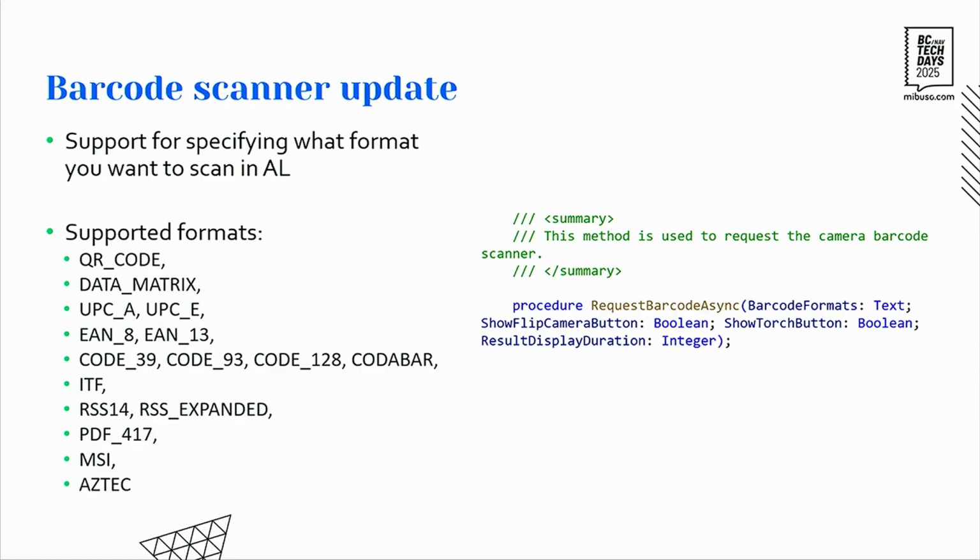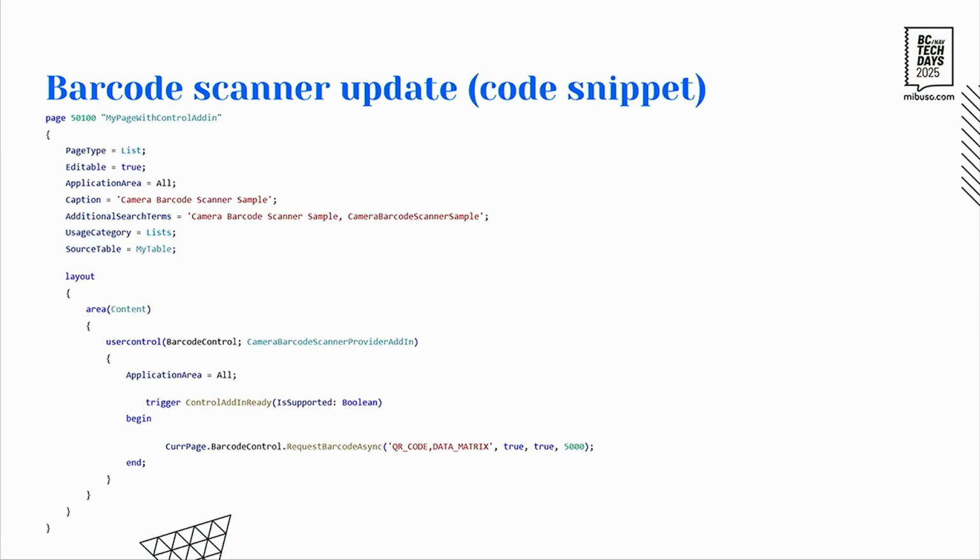A partner reached out saying they were trying to scan a specific barcode. It was working great on iOS, and it was picking up the right format and just getting the right code. But when they tried on Android, for some reason, it thought it was another format, and it was just doing it wrong. So we added this new procedure where you can specify what barcode format you're looking to scan, and then you just make sure that we're focusing on the right one that you need, and you can see it right here. It's just request barcode async, and you specify the barcode formats as the first parameter.